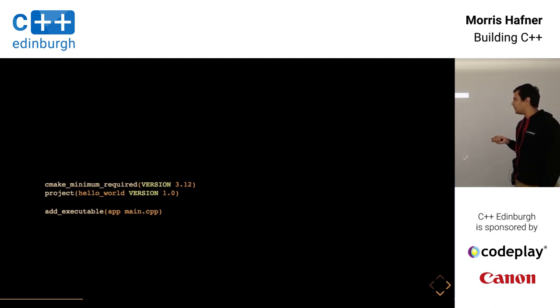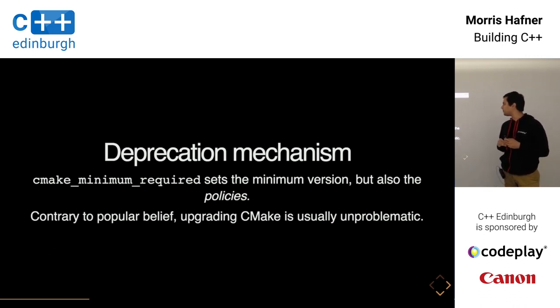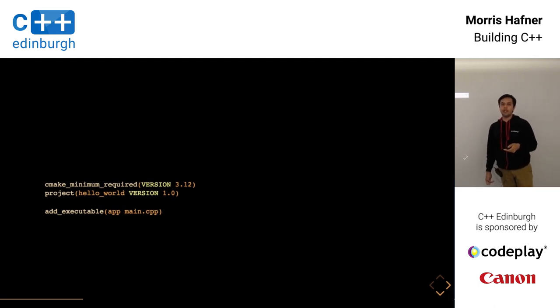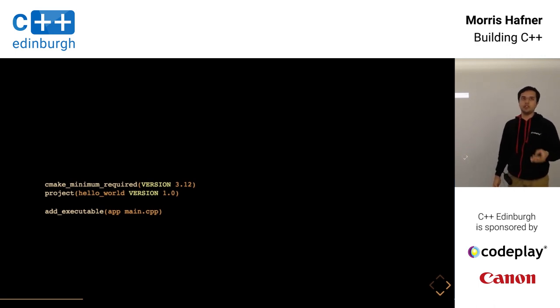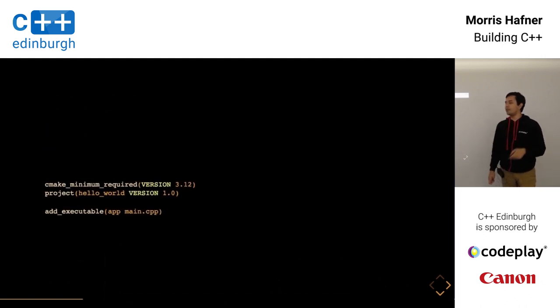And if we go through it line by line, cmake_minimum_required is the deprecation mechanism. So it not only sets the minimum version that you need to build your project, it also tells CMake which version to emulate. So if I write CMake 3.0 here, it behaves like 3.0 even though you have CMake 3.12 installed, and if they introduce a breaking change, it will continue to behave like CMake 3.0. This means that upgrading CMake is usually unproblematic. There are very, very few cases of actual breaking changes when you don't modify the source code. If you upgrade your CMake, just don't raise this version, and you should be fine.